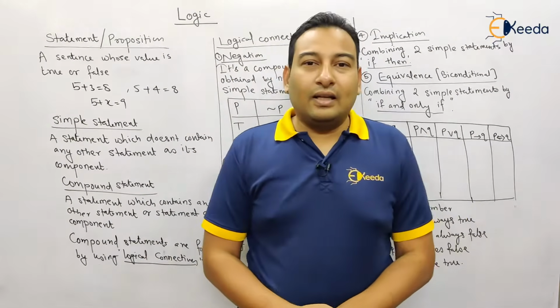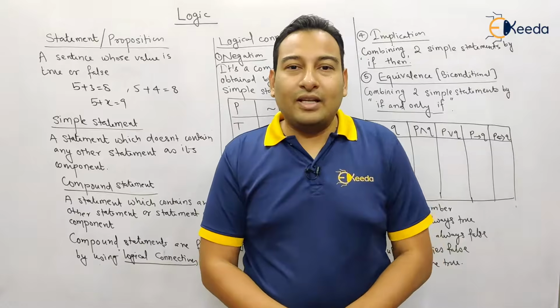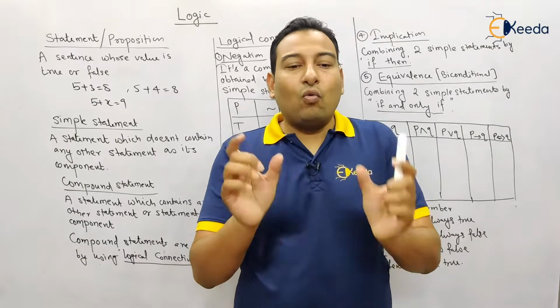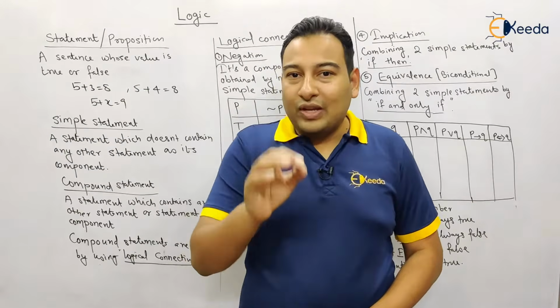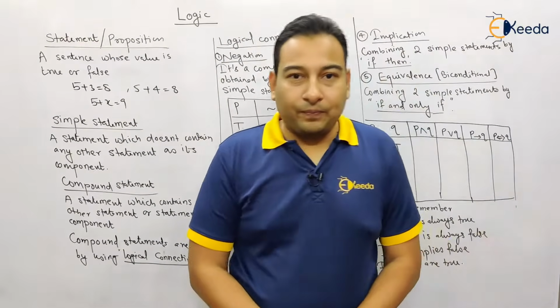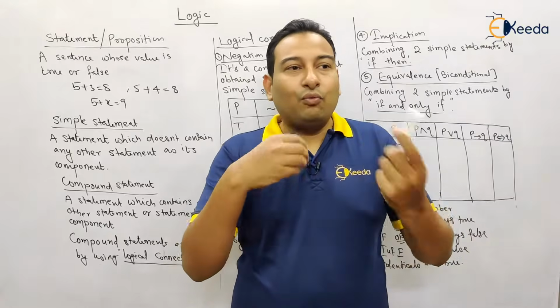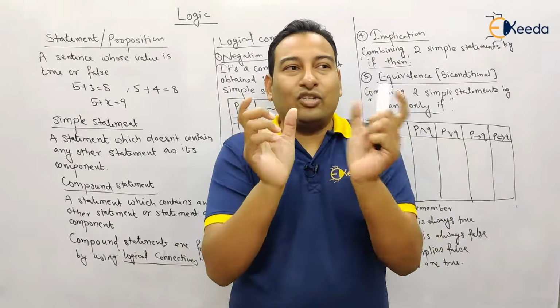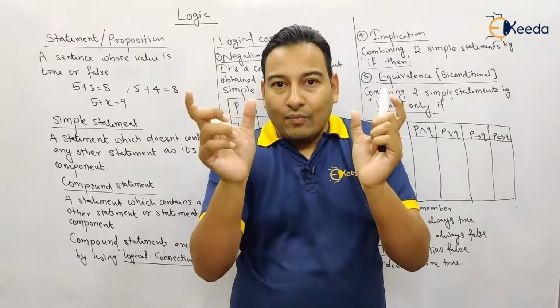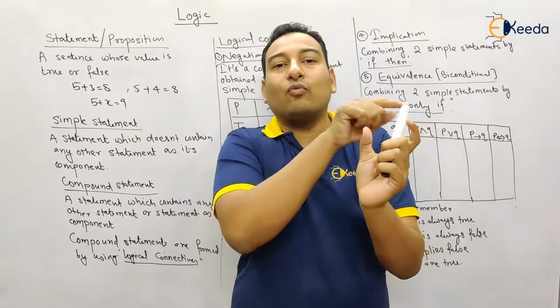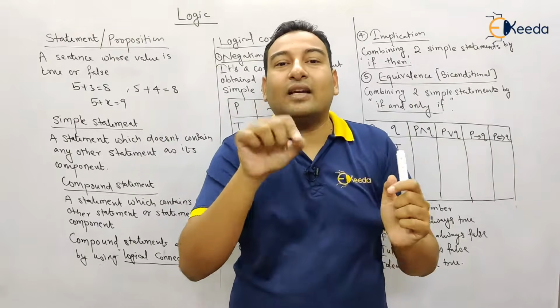For example, if you are good in mathematics, you are good in science. Now what are the ways of combining these two statements? For that purpose, we need logical connectives. Let me give you a few examples. How can you connect these two statements? I'm good in mathematics, I'm good in science. I'm good in mathematics and I'm good in science. These two statements are connected by and.